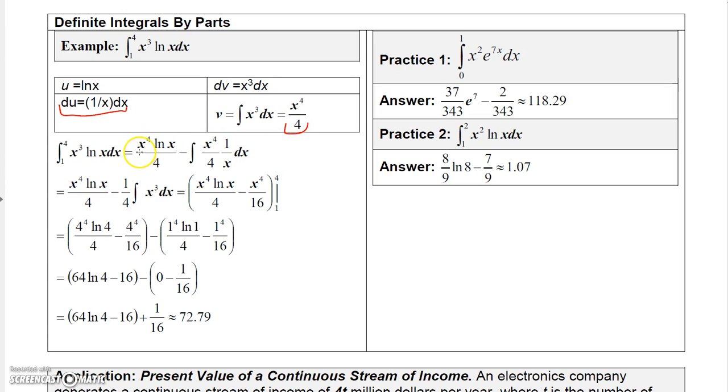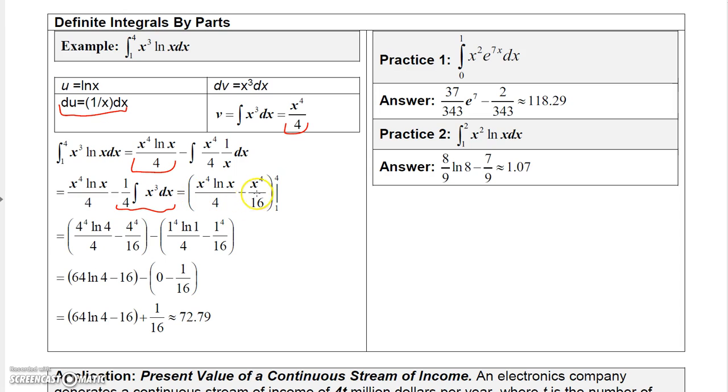Okay, and then so if I do uv, I get x to the 4th over 4 times natural log of x, which is this term, and then minus the integral v du would be x to the 4th over 4 times 1 over x dx, and then that simplifies to minus 1/4 times the integral x cubed dx. And then when I evaluate this, I get x to the fourth over 4 times minus a fourth. So that would be minus x to the fourth over 16.